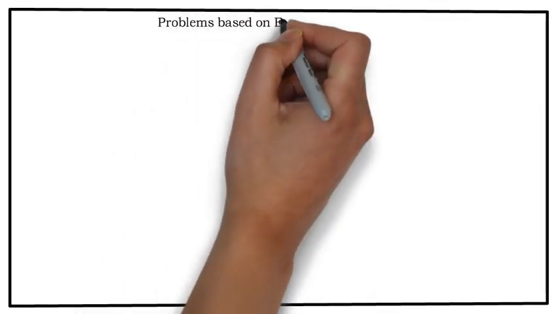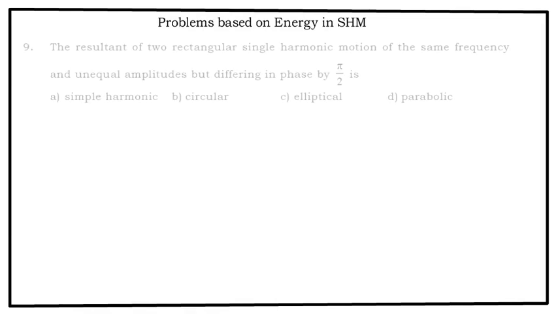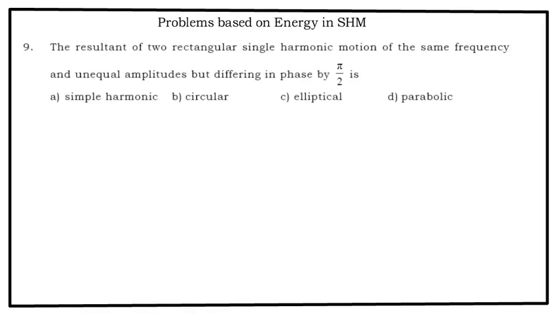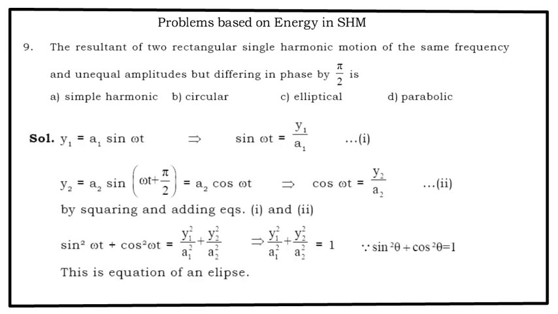Problems based on energy in SHM. The resultant of two rectangular simple harmonic motions of the same frequency and unequal amplitudes but differing in phase by pi by 2 is: option A simple harmonic, option B circular, option C elliptical, option D parabolic. Y1 is equal to A1 sine omega t, which gives me sine omega t is equal to Y1 by A1.